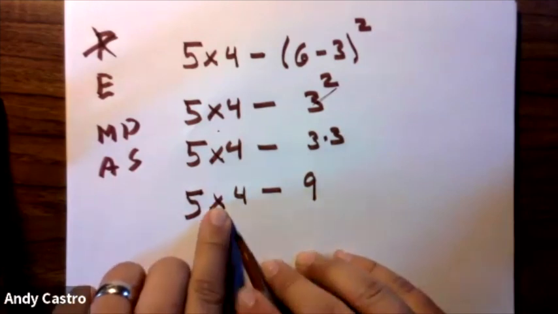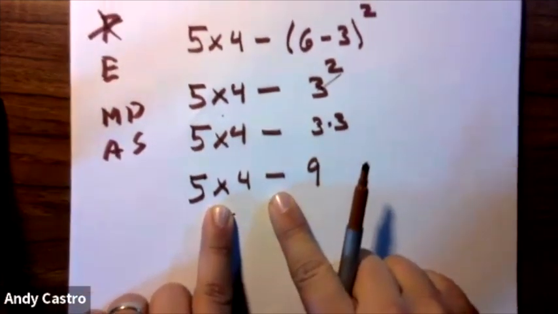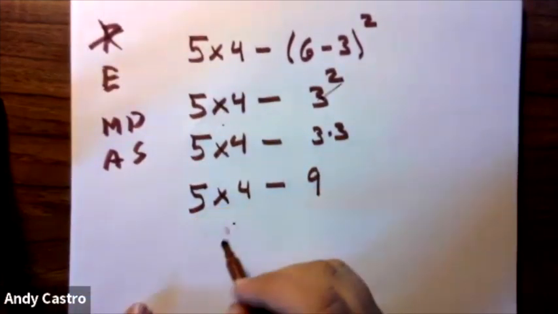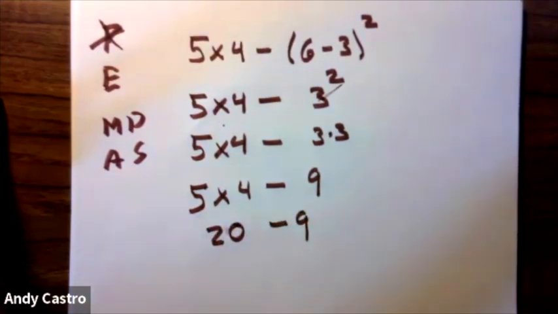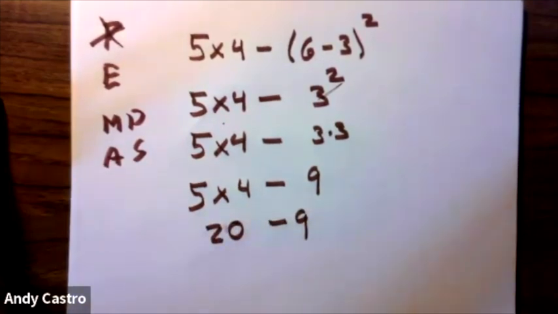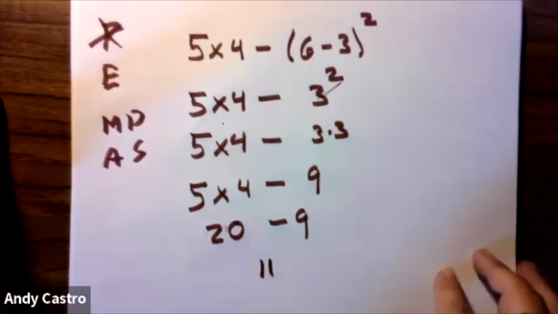Next, I've got multiplication and subtraction. So I'm going to do my multiplication first. 5 times 4 is 20. And then I have minus 9. So all I have left is one more operation, 20 minus 9. And that leaves me with 11.